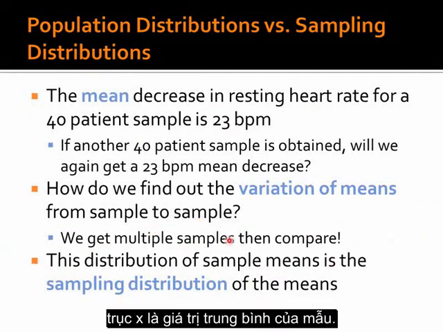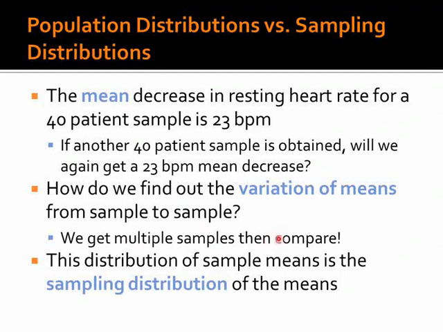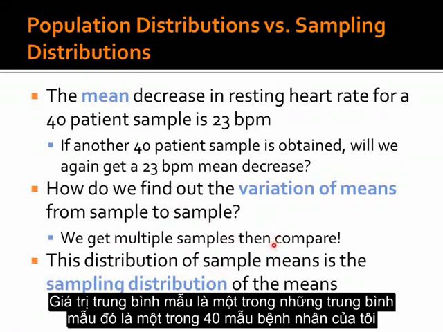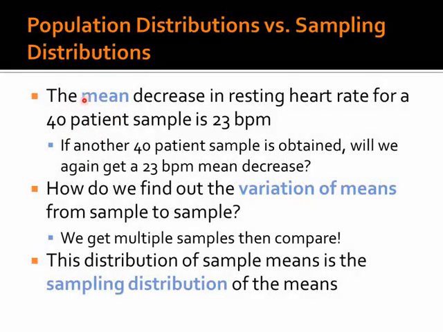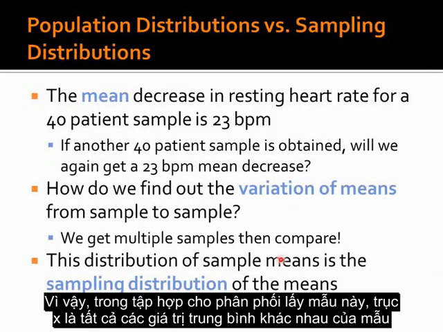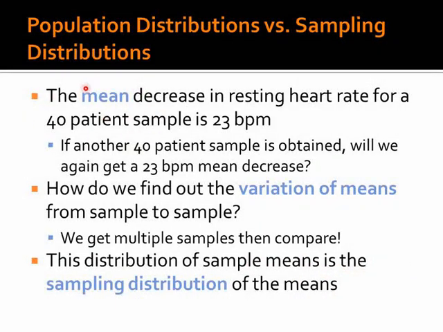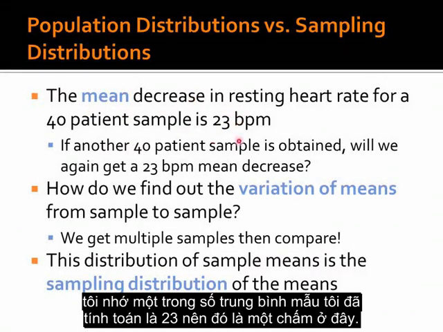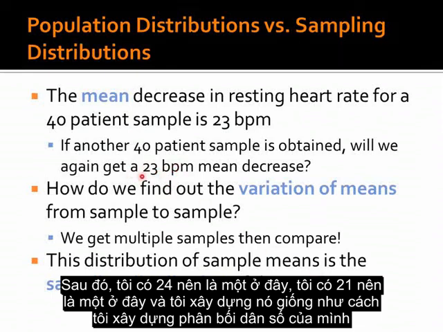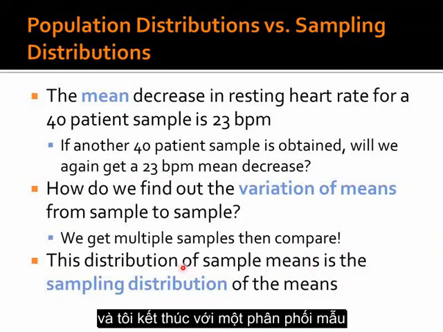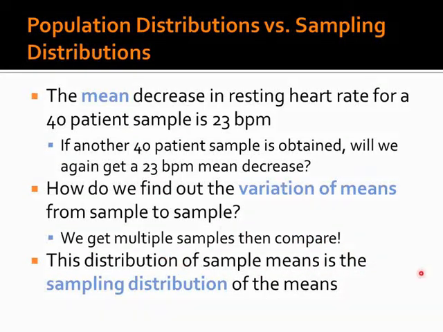Now in this case, however, it's a sampling distribution. The x-axis is the sample mean, the value of the sample mean. So one of those sample means was one of my 40 patient samples. Now, it doesn't have to be 40 patients, it just so happens to be 40 patients in this case. So for this sampling distribution, the x-axis is all the different values of the sample mean. Okay, now remember, one of the sample means I calculated was 23, so that's one notch here. Then I got 24, so that's one here. And I got 21, that's one here, and I build it up just like how I build up my population distribution, and I end up with a sampling distribution.